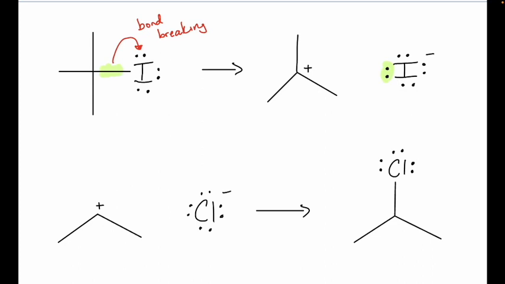Again, you will only need one arrow for this particular step here, and it will be a bond formation arrow now.